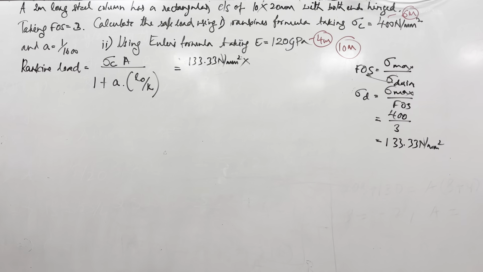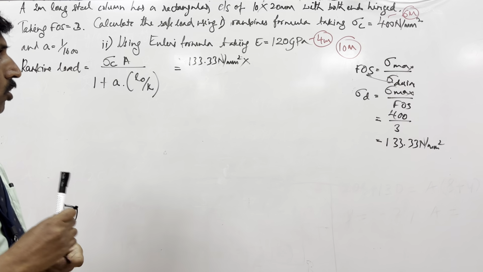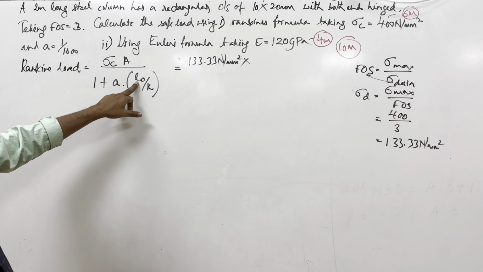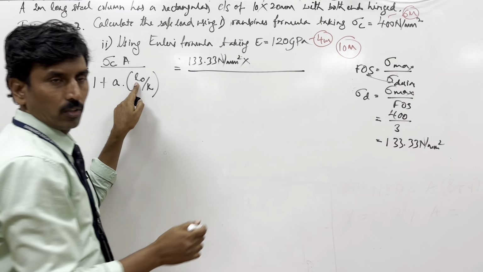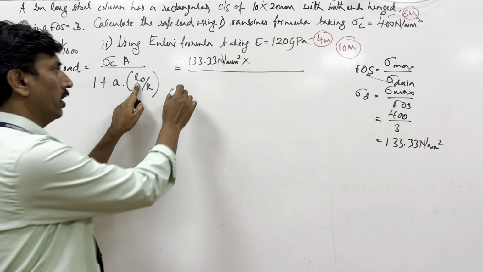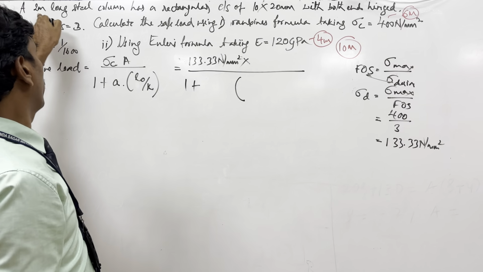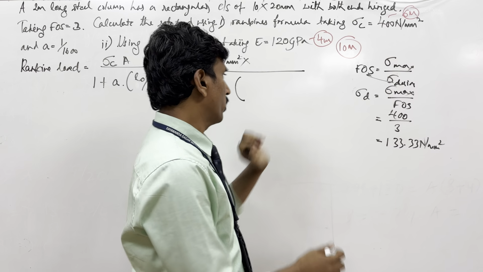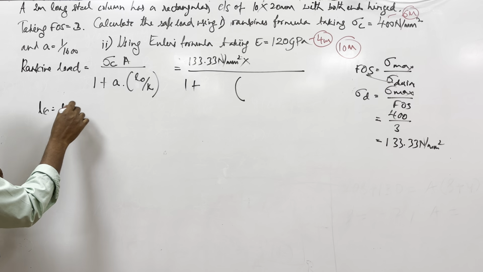So we'll start again trying to find out the Rankine's load and the Euler's load. It says that it's a 2 meter long column. So here LE, guys, in this 1 plus A, LE is the effective length. It is 2 meters, and it says with both ends hinged. For both ends hinged, LE is equal to L.